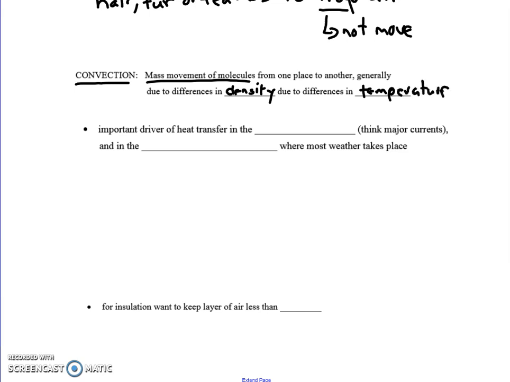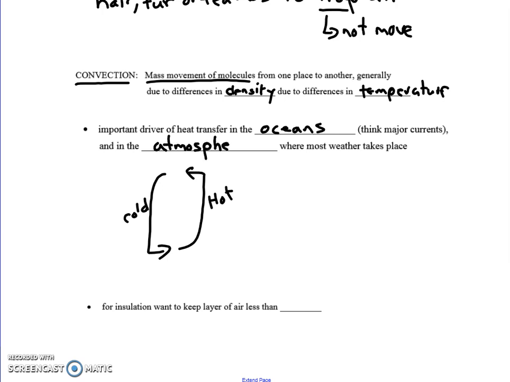In the diagram we have here, they show some convection cells that are going anti-clockwise, where we have cold water sinking and hot water rising due to density differences. They set up little cells that carry the hot water up and the cold water down. This is a very important driver of heat transfer in the oceans, critical, and in the atmosphere. Convection is a very important process for driving weather patterns.